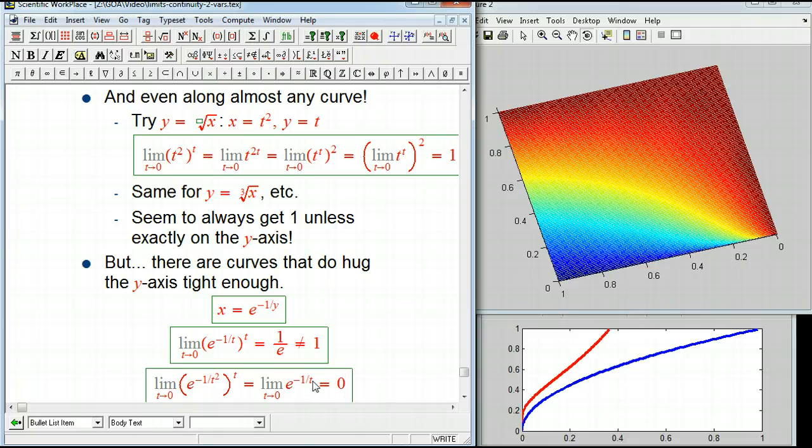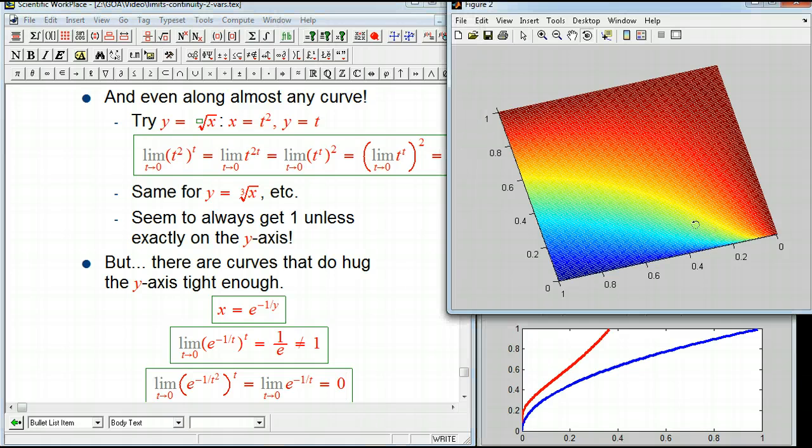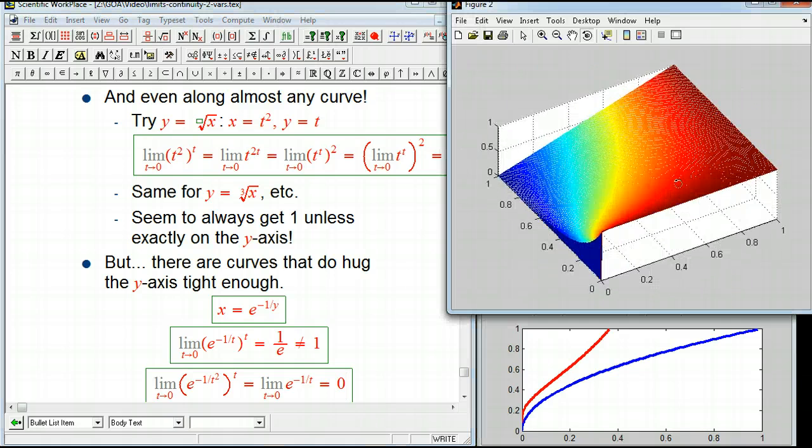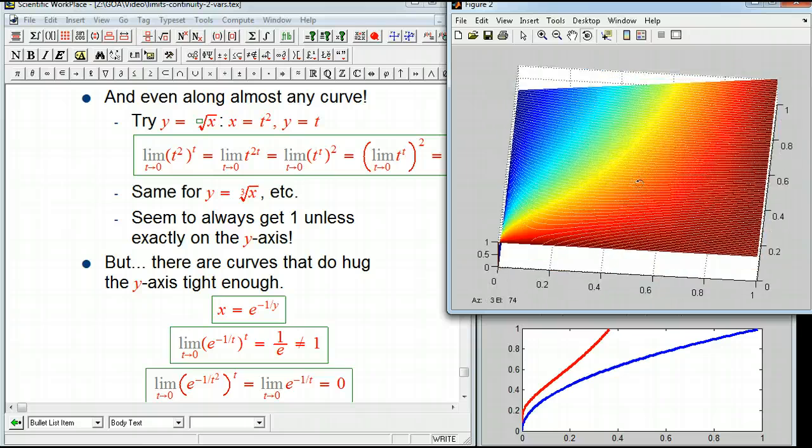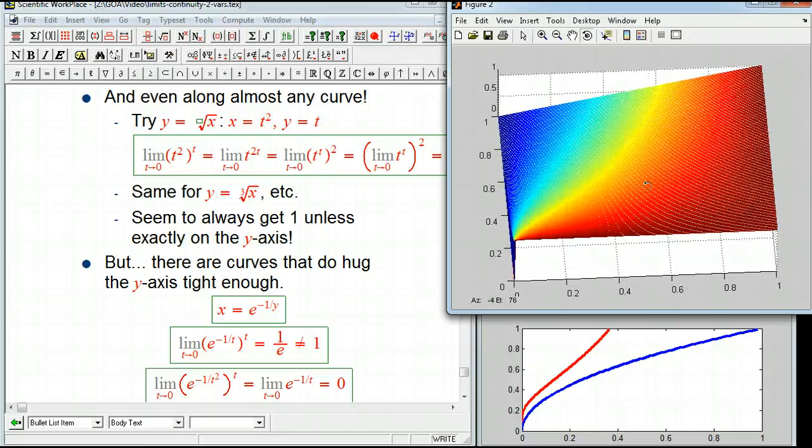That's not too hard to verify in itself. t goes to 0, 1 over t goes to infinity, minus 1 over t goes to minus infinity, and an exponential of a big negative number is very close to 0. So in fact, there are various ways you can sneak around this graph to get all kinds of different limits, which illustrates that, yes, it is discontinuous at the origin, but it's interesting how much work you have to go to actually get any limit other than 1. So, another illustration of the possible subtleties.